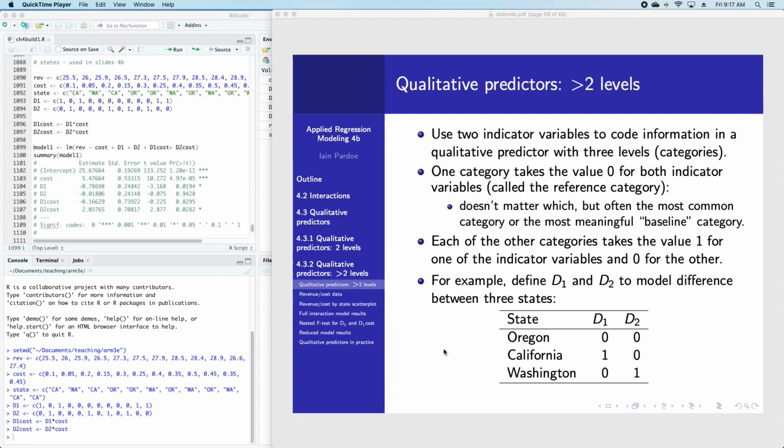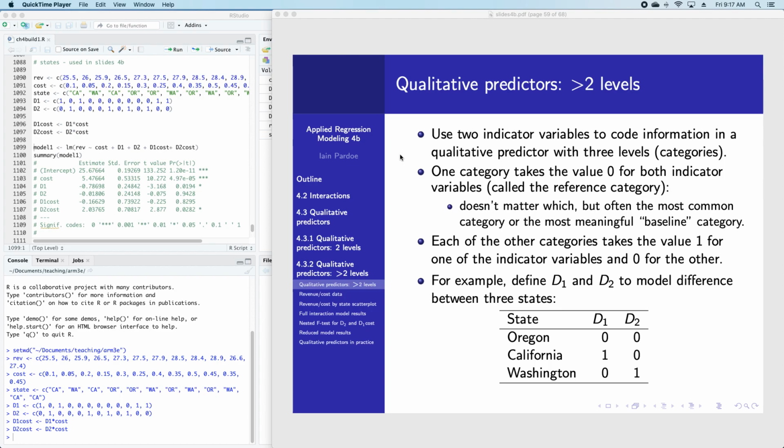In the last couple of videos, I talked about using indicator variables to model differences between categories or levels in a qualitative predictor where we had two levels or categories. In this video, I'm going to run through an example where we've got three levels or three categories in a qualitative predictor. So when we have three levels, we need two indicator variables to code the information. In general, if we have L levels or L categories, then we need L minus 1 indicator variables.